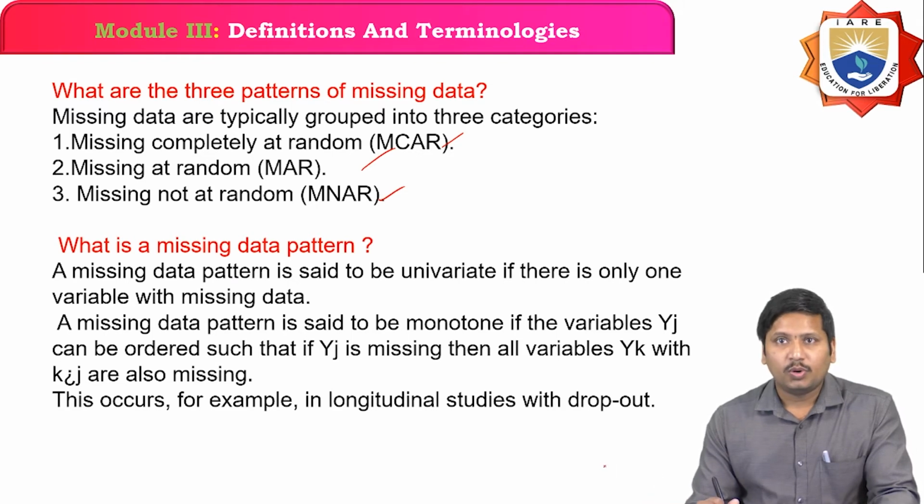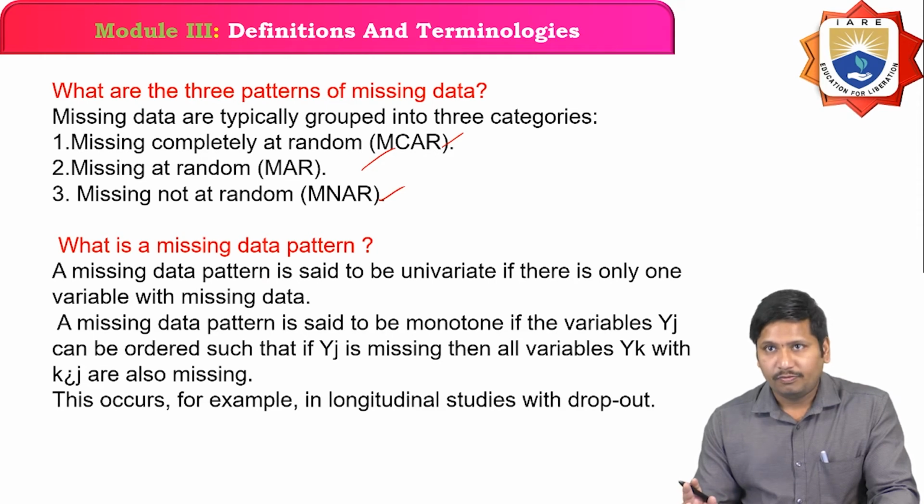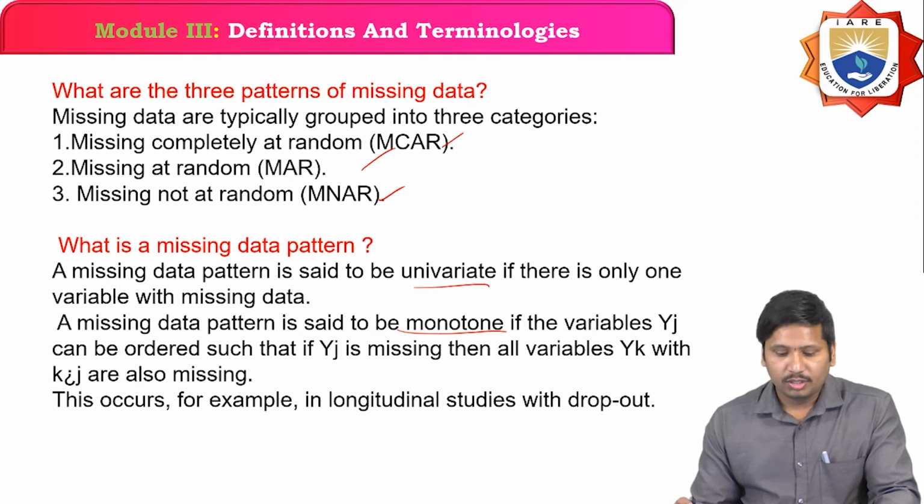And the next question is, what is the missing data pattern? The missing data pattern is said to be of two types: first univariate, and second monotone. The missing data pattern is univariate if there is only one variable with the missing data, and the pattern is monotone if the variables yj can be ordered such that if yj is missing, then all variables after it are also missing. This normally occurs in longitudinal studies with dropout.